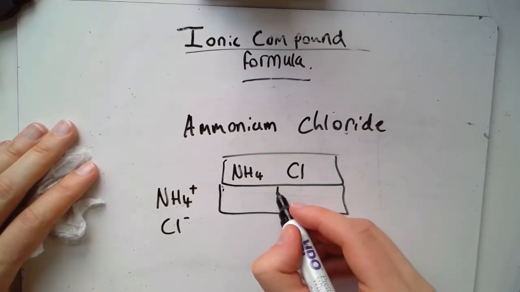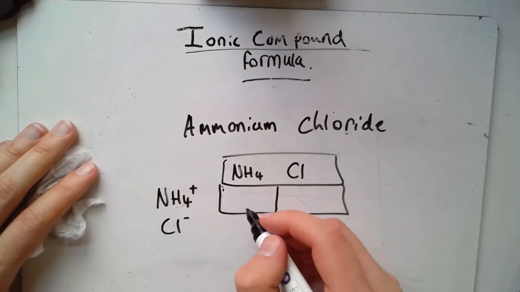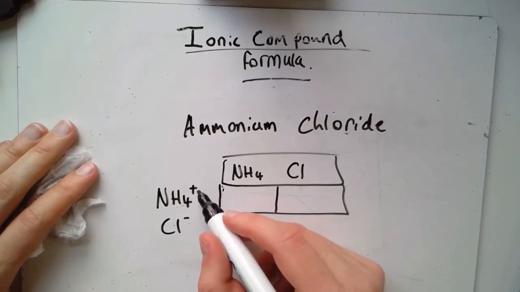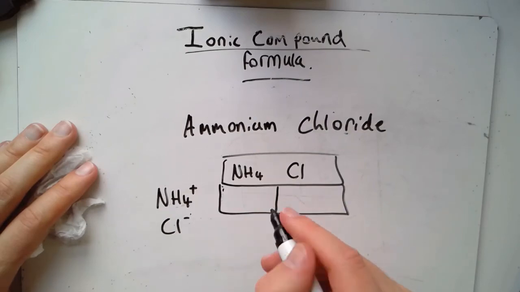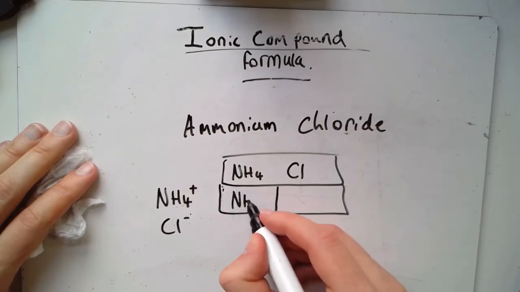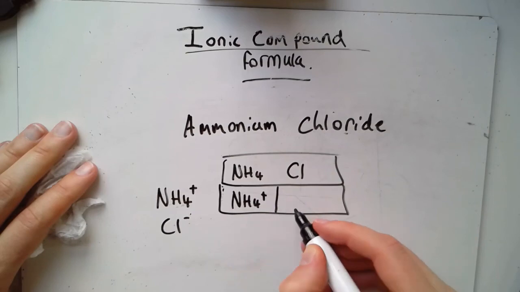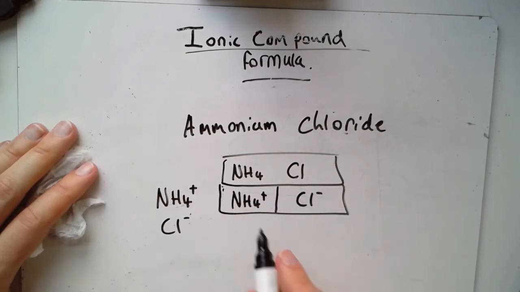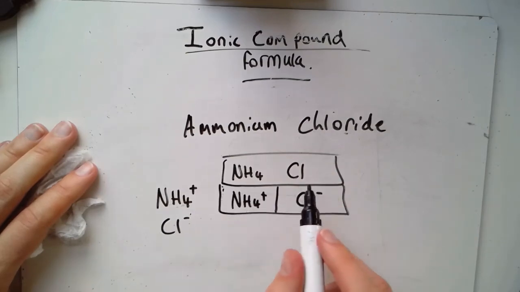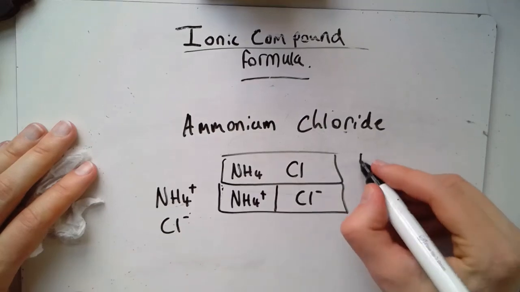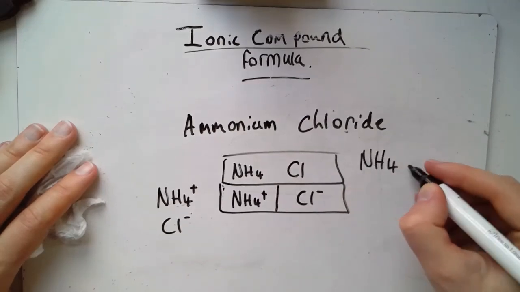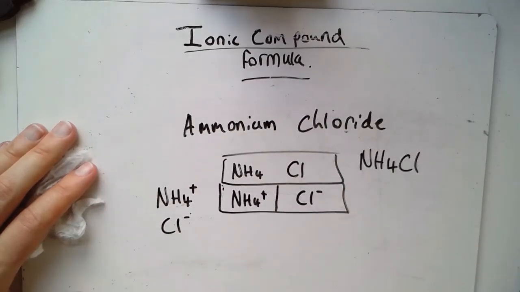Underneath this, I'm going to write in the one with the largest charge first. It doesn't matter in this case because this has got a charge of +1 and this has got a charge of 1-. So I'm going to write that in, and you can see they cancel each other out. So for ammonium chloride, I don't need to do anything to the formula. The formula would be NH4Cl.